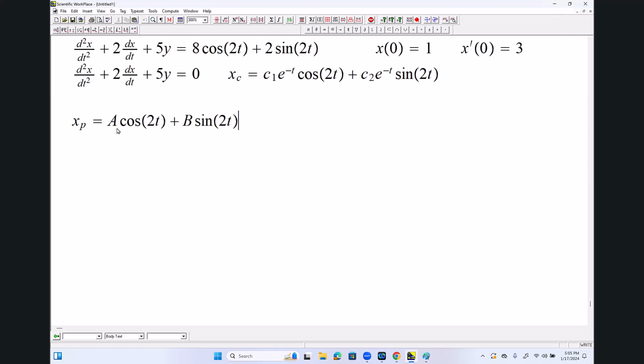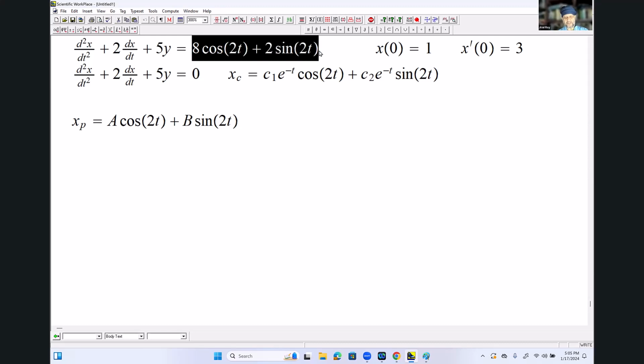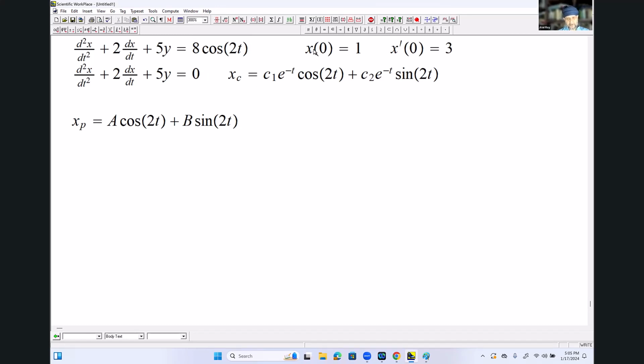So if I have multiple trigonometric functions, I only have to do xp once like this? Yeah, exactly, because it has to be a linear combination of cosine and sine. Now, what happens is this, say, even if this was not here.